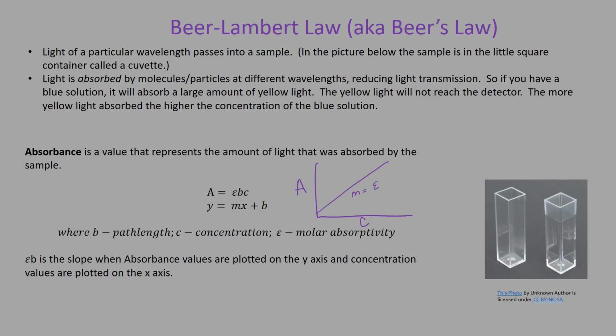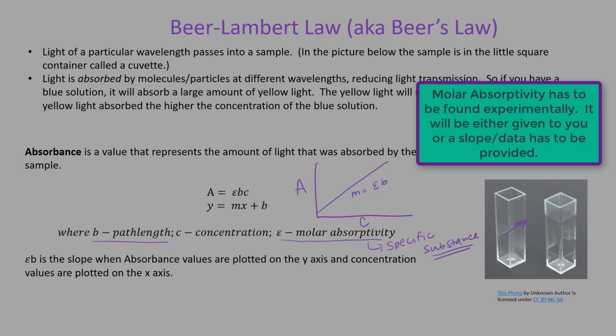would be equal to epsilon b, where b is the path length. And the path length is the distance it takes to get through the cuvette from one side to the other, so the distance the light has to travel. All right. And epsilon is called molar absorptivity. And molar absorptivity is specific to a substance.